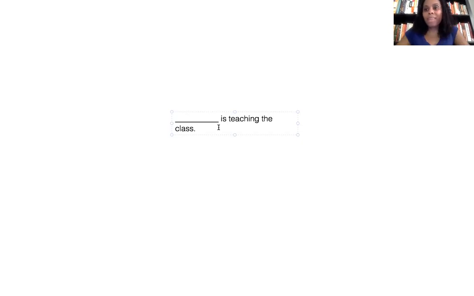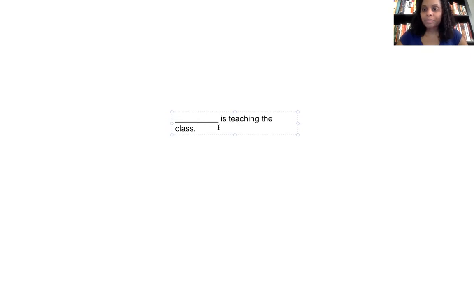So you can write that on your paper as well and include that in your work that you send to your teacher. So underneath your chart that has all of your nouns, you can send also a picture of this sentence to your teacher. So instead of saying Miss Douglas is teaching the class, which pronoun would you put in the blank?